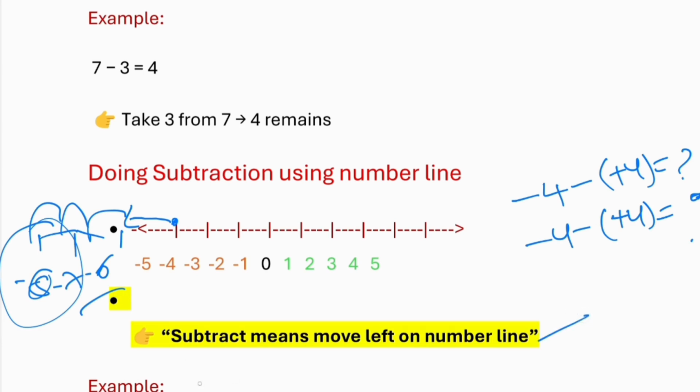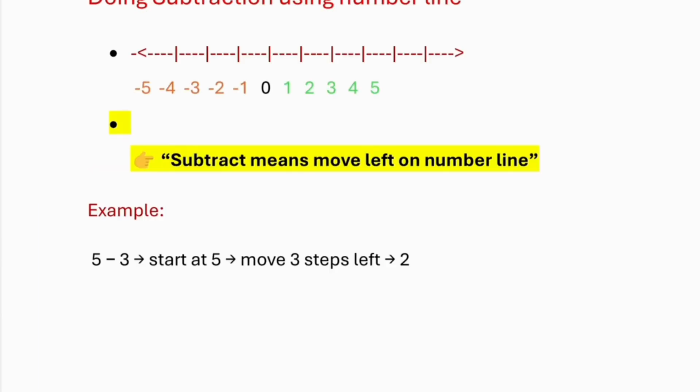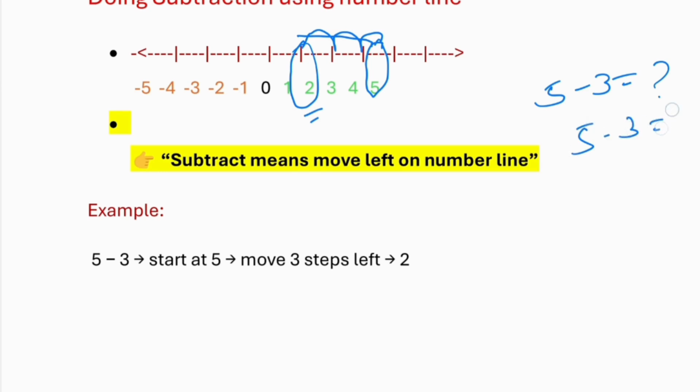Note point. Subtract means move left on the number line. Another example, 5 minus 3 is equal to how much? Then you have to start from number 5. Move left 3 digits. 1, 2, 3. Then you will reach number 2. That is your answer. Therefore, 5 minus 3 is equal to 2.